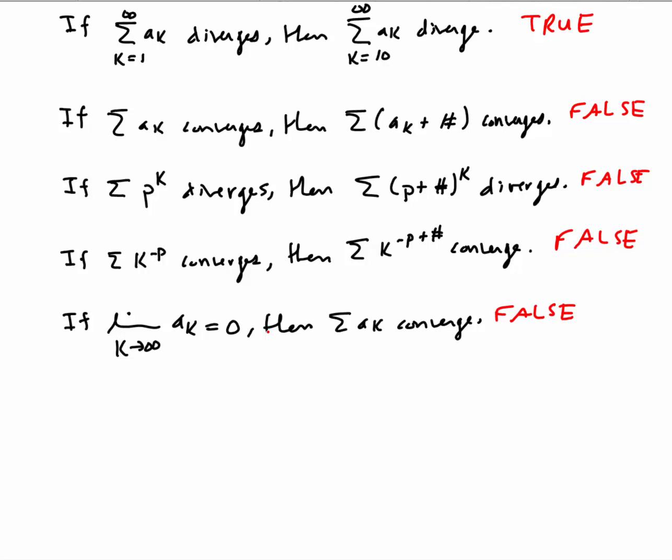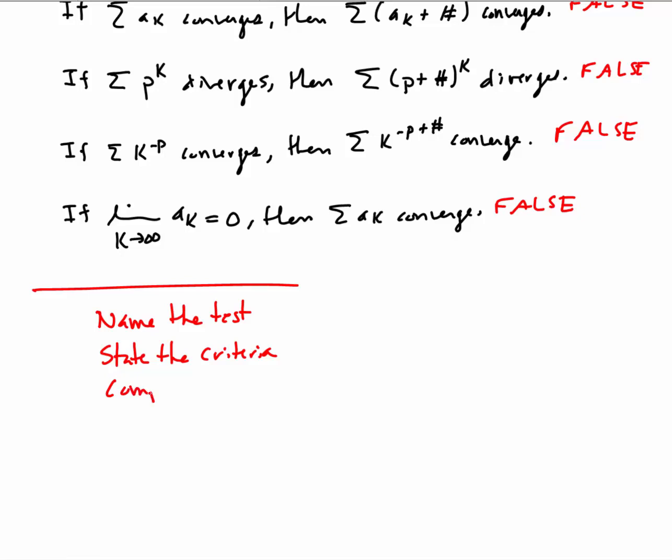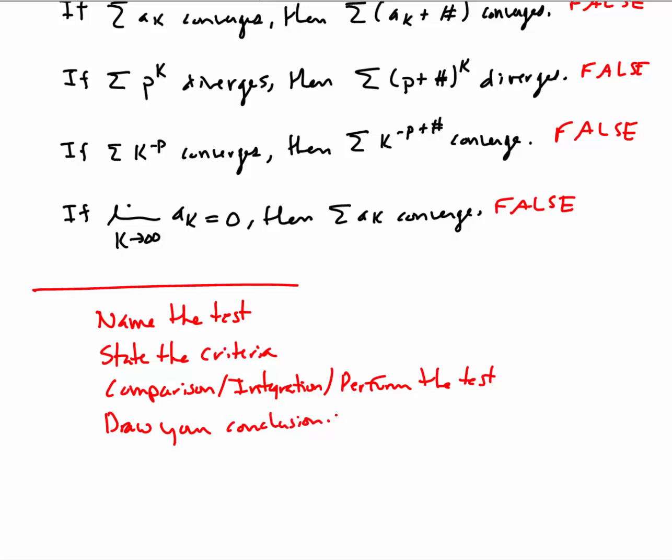They're interesting to know, these trues and falses, but I think more interesting is actually running through the test. So what are the tests graded on? Make sure you always name the test that you're working with. Rewrite if you need to. State the criteria for the test, meaning if you have to find r or p or some other value. Do the comparison or the integration or whatever the test is. So perform the test and then draw your conclusion. So it's important that you get all of these pieces in and put together. And I should see this on every single problem when we're working with these sequences and series.